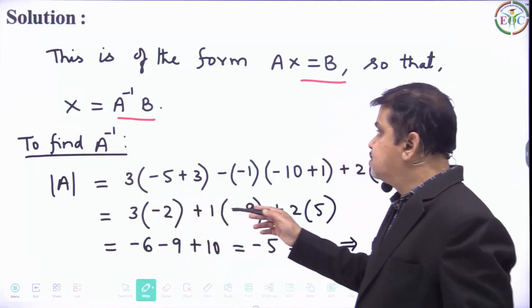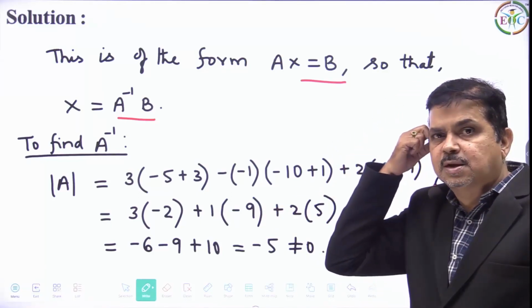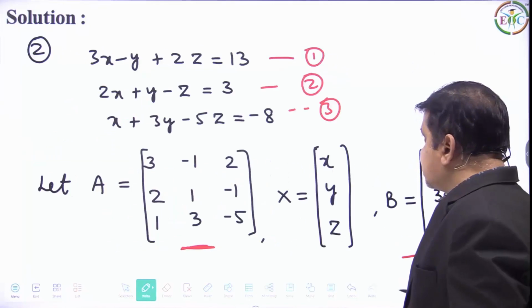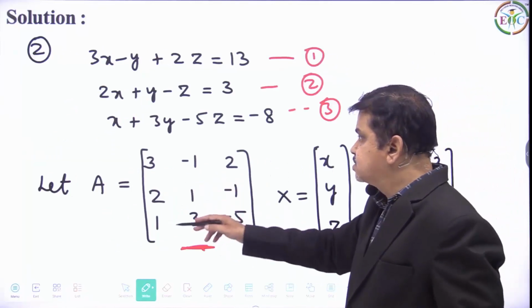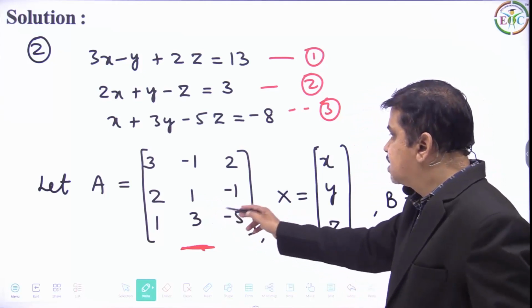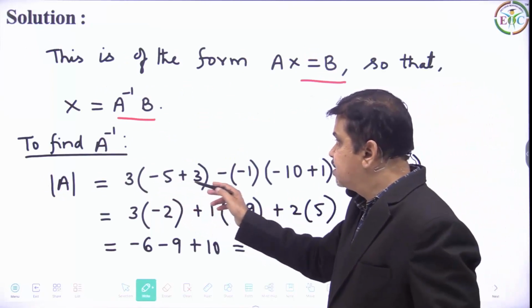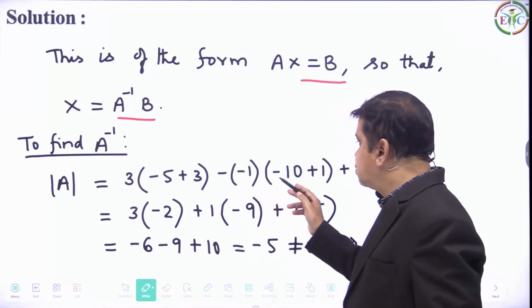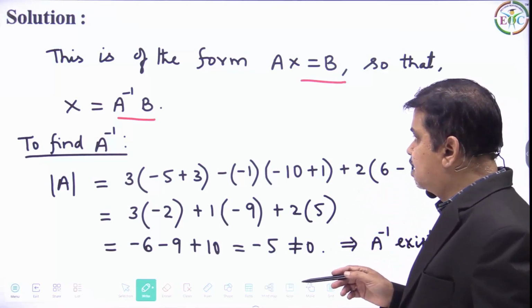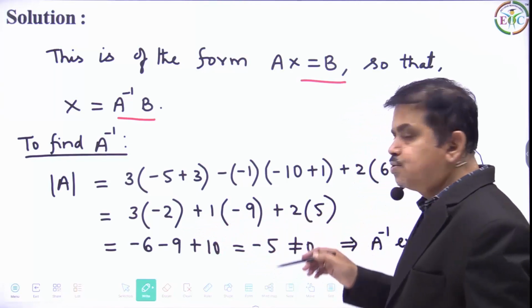A determinant equals 3 into, so you have already solved many problems in finding determinant values, similarly you can find the determinant of matrix A. That is 3 into, 1 into minus 5, minus of 3 into minus 1. Like that we get 3 into minus 5 plus 3, minus of minus 1 into minus 10 plus 1, plus 2 into 6 minus 1, which equals 3 into minus 2 plus 1 into minus 9 plus 2 into 5.